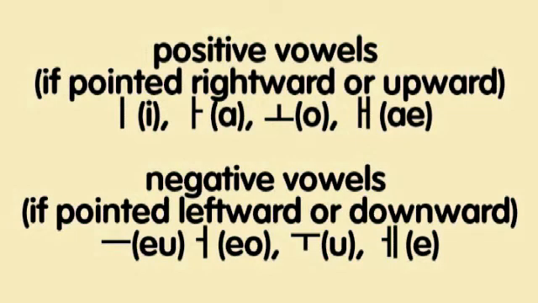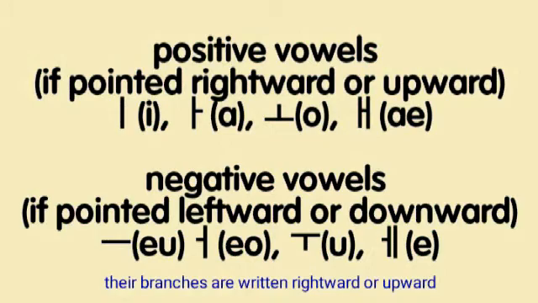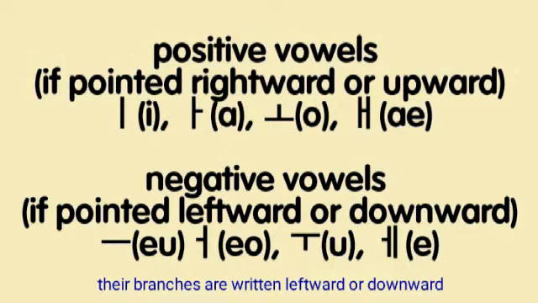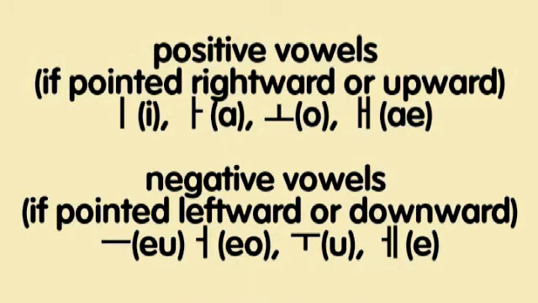If you would notice, the sounds E, A, O, and E have branches pointed rightward or upward. That's why these four are considered positive vowels. On the other hand, U, O, U, and E are pointed leftward or downward. That's why they are considered negative vowels.